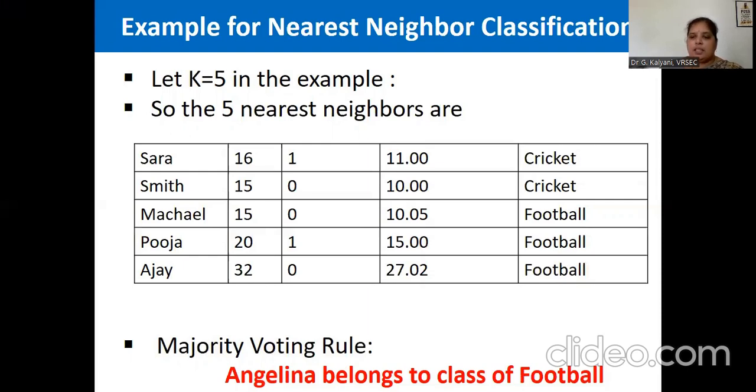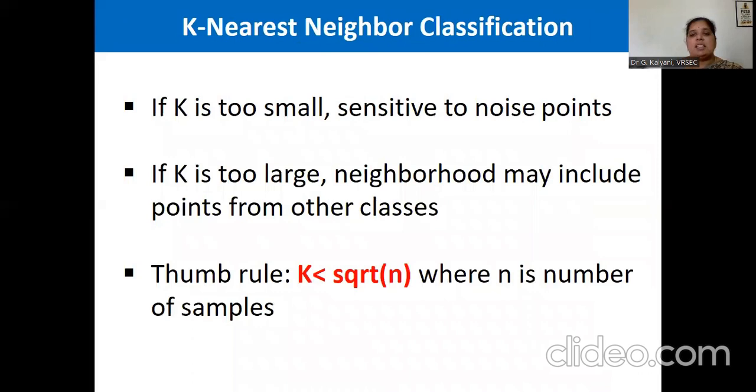So it means if k is equal to 3, it is decided as cricket label. And if k is equal to 5, it is decided as football. Means the predicted class label in nearest neighbor classification always depends on the k value that we have chosen. That's why the nearest neighbor classification is sensitive to the value of k.